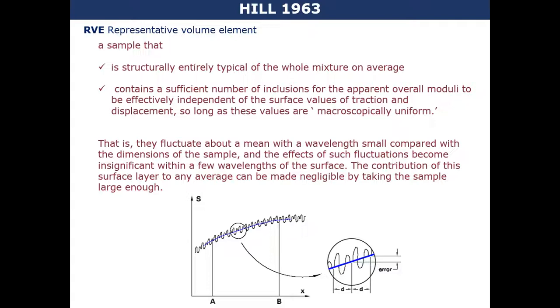This means that properties at the microscopic level, so at the level of heterogeneities, can fluctuate about a mean with a wavelength that is very small compared with the dimension of the sample. So that the effects of such fluctuations are insignificant within a few wavelengths of the surface.